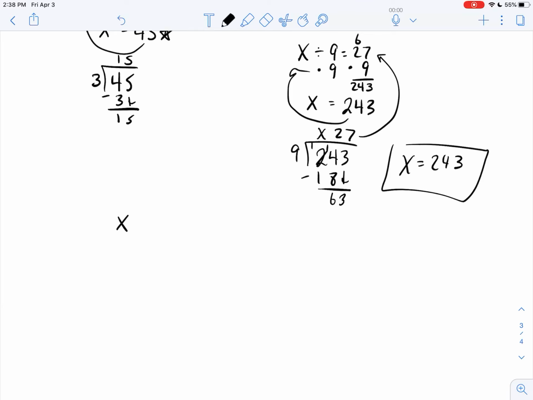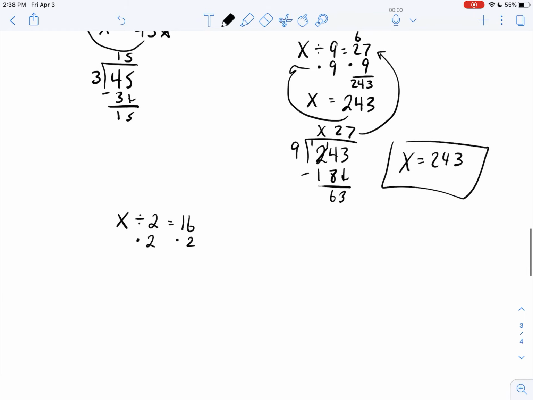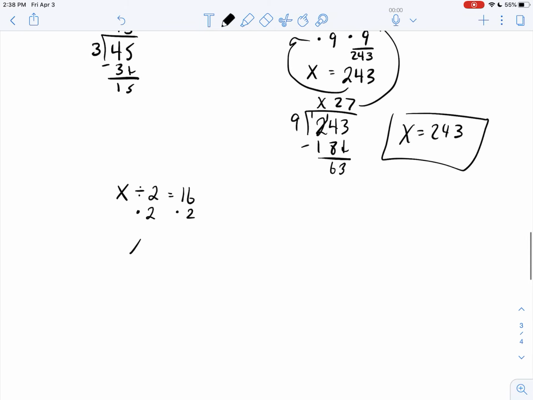Let's do x divided by 2 equals 16. Go ahead and pause the video and see if you can do this one. All right, so what we're going to do is we're going to multiply by 2 on both sides. Again, equation balancing and making sure you're doing the opposite sign. That's going to give us x equals 16 times 2.